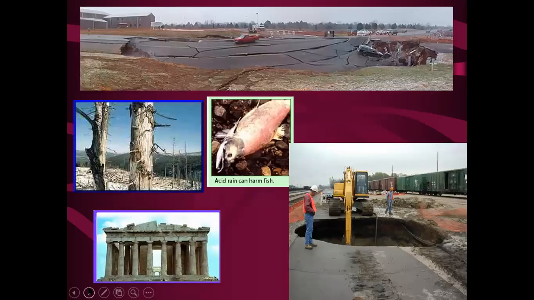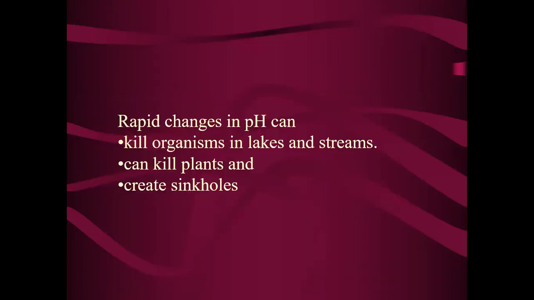And these are some of the effects. Acid rain can actually harm your fish. Causes holes, damage the environment. So rapid changes in the pH because you're suddenly creating a more acidic environment. So it's now acid rain. It can kill organisms in lakes and streams because you're changing their habitat. You're changing the pH of their habitat.